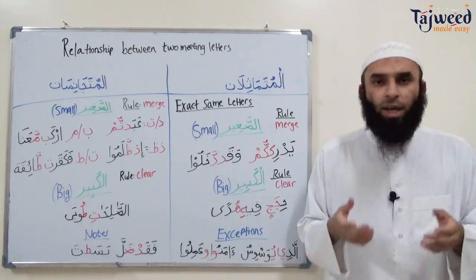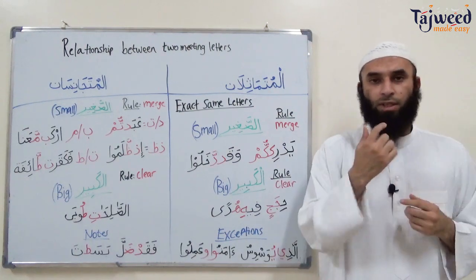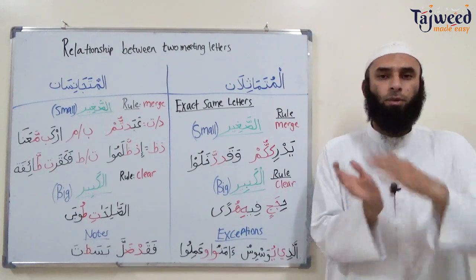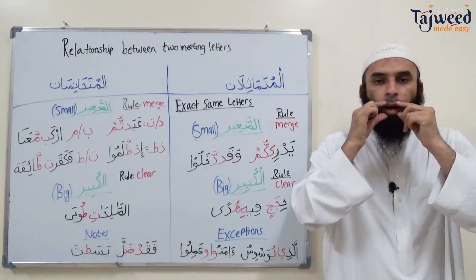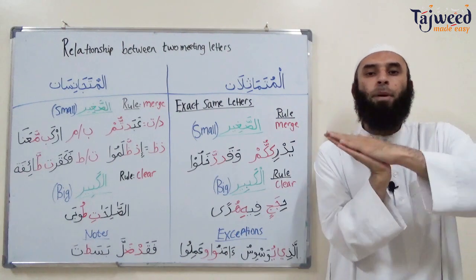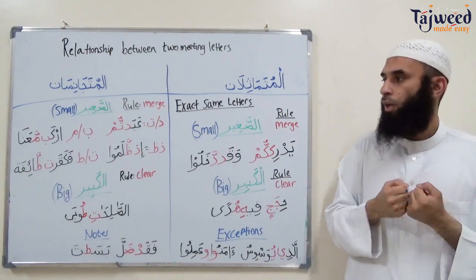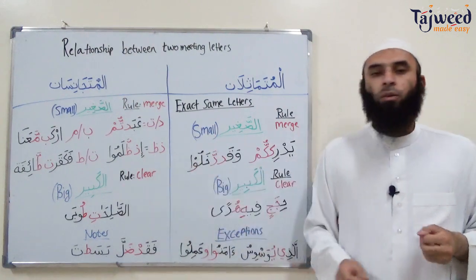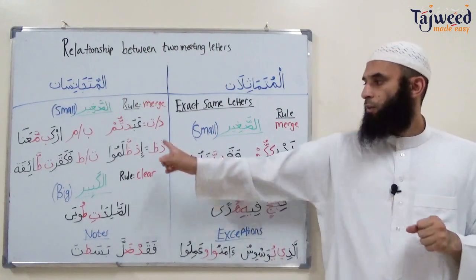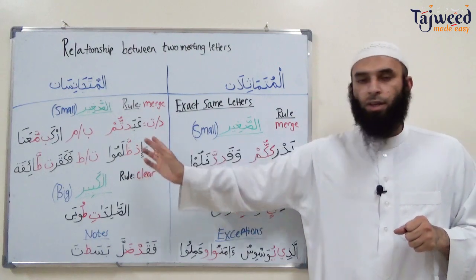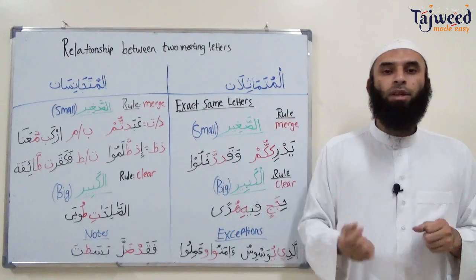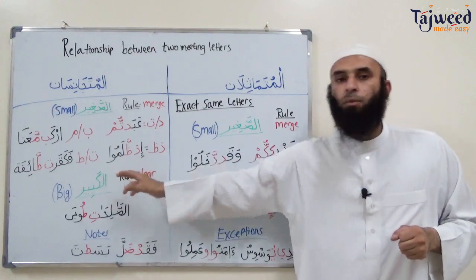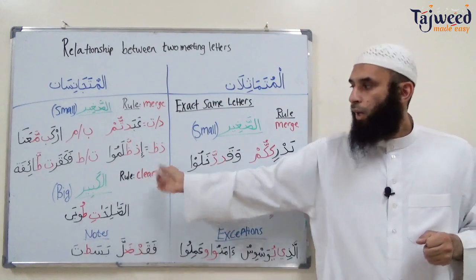Why? Because the makhraj of ba and mim is the two lips when they touch each other. We did this in makharij al-huruf. So irkam ma'na. Next one is dhal and dha. When we have dhal and dha next to each other, the first one having a sukun and the second having a fatha, kasra, or dhamma, then we merge them. So idh dhalamu.